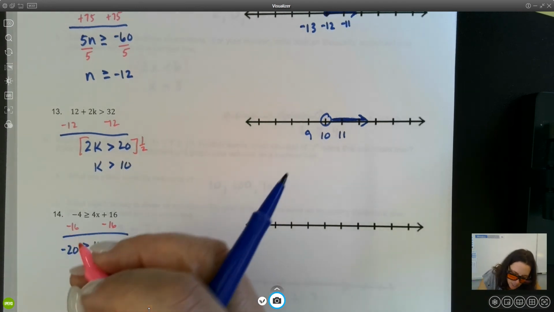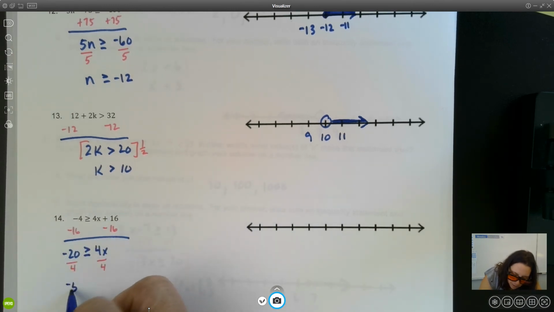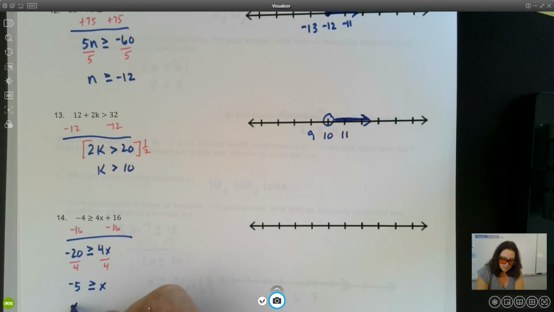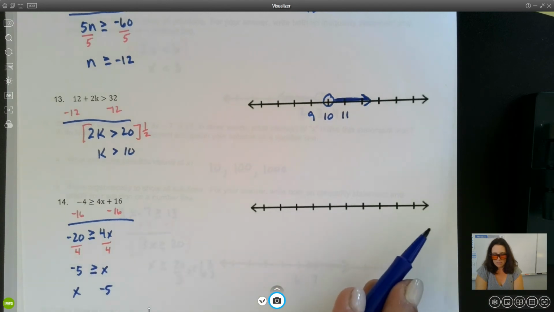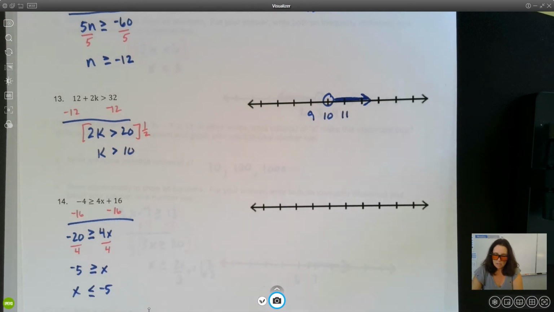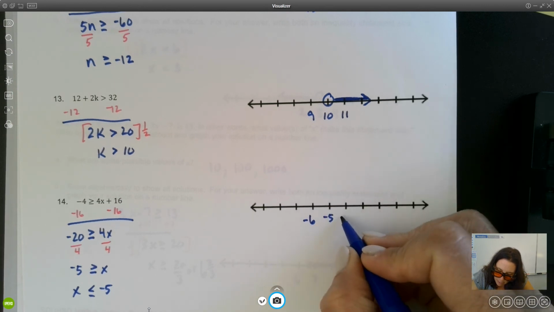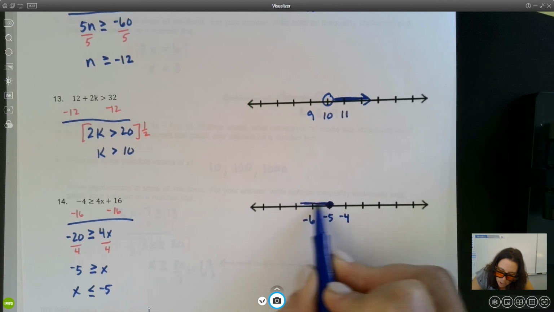Okay, so we're going to take a fourth or divide by 4. This would be negative 5. This stays the same, and this stays an x. All right, that's backwards. I want an x here, and I want a negative 5 here because I know most of you are going to shade to the right that way. But big alligator mouth needs to be there. So the number on the number line to the left is a negative 6, negative 5, negative 4, closed circle, shaded left.